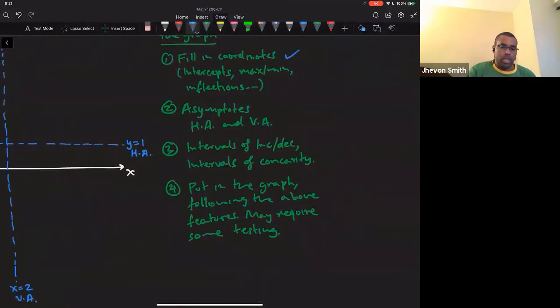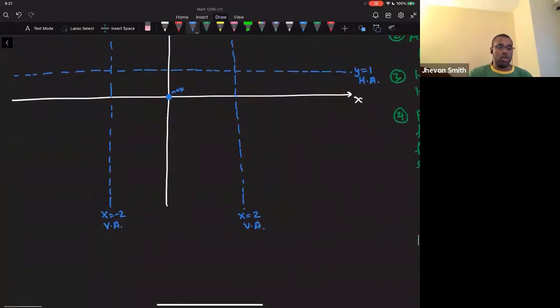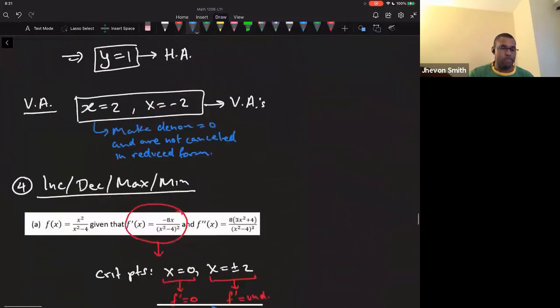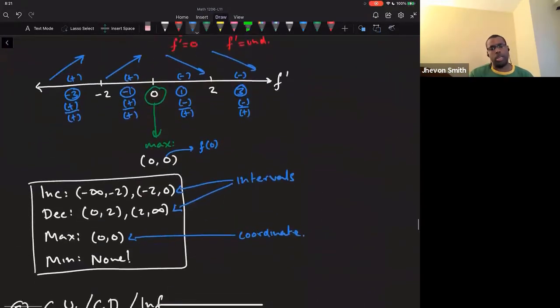That's the second thing that we just did. Now we're going to put in the intervals of increase and decrease and the intervals of concavity. Here's how I would do the intervals. I would actually draw them below the graph in a little diagram. Let me show you what that would look like.